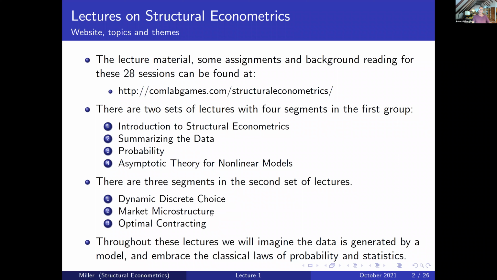Then we'll move on to what is underlying markets. What is market microstructure? How do auctions and financial markets work? How do we analyze data from these markets? And the third area is going to be on optimal contracting. In the first part, by the way, I mentioned for the discrete choice, we will be including industrial organization types of applications.